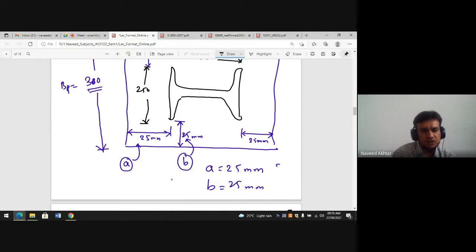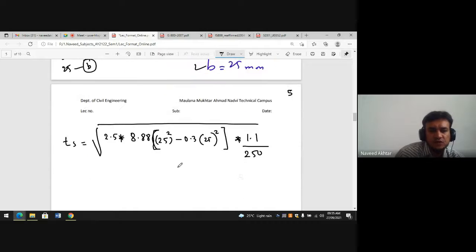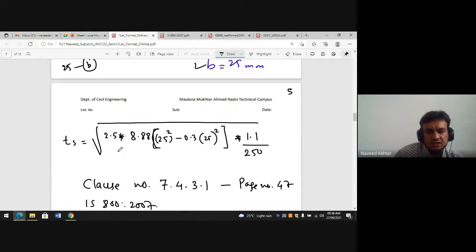So if the A value is 30 and the other value comes 25, then A will be 30, the larger projection. It is not necessary in which direction that value is greater. It is larger projection, any direction will be A, and smaller projection in any direction it will be B. But in our case, A and B both are same.